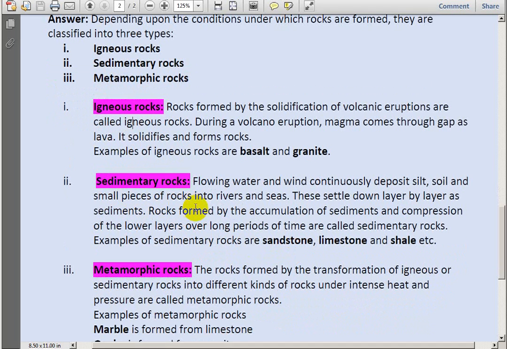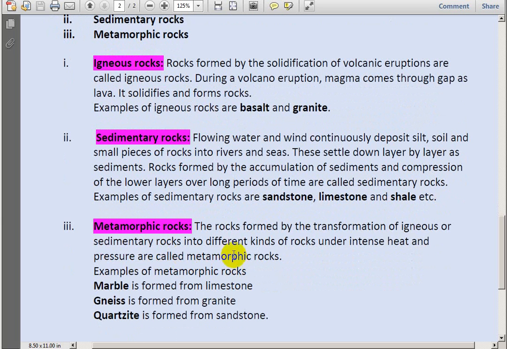Then sedimentary rocks. Flowing water and wind continuously deposit seeds, soil and small pieces of rock into rivers and seas. These settle down layer by layer as sediments. Rocks formed by the accumulation of sediments and compression of the lower layers over long periods of time are called sedimentary rocks. Sedimentary rocks are sandstone, limestone and shale.